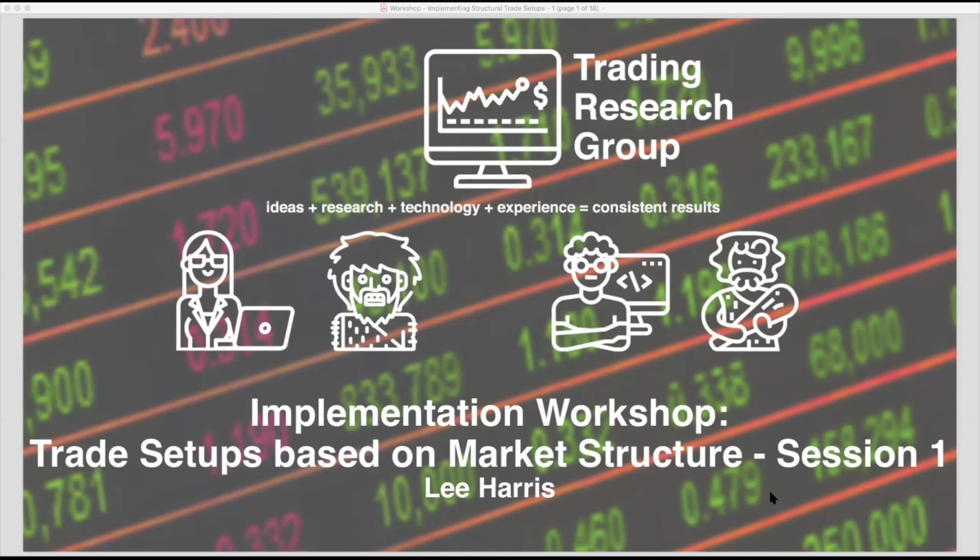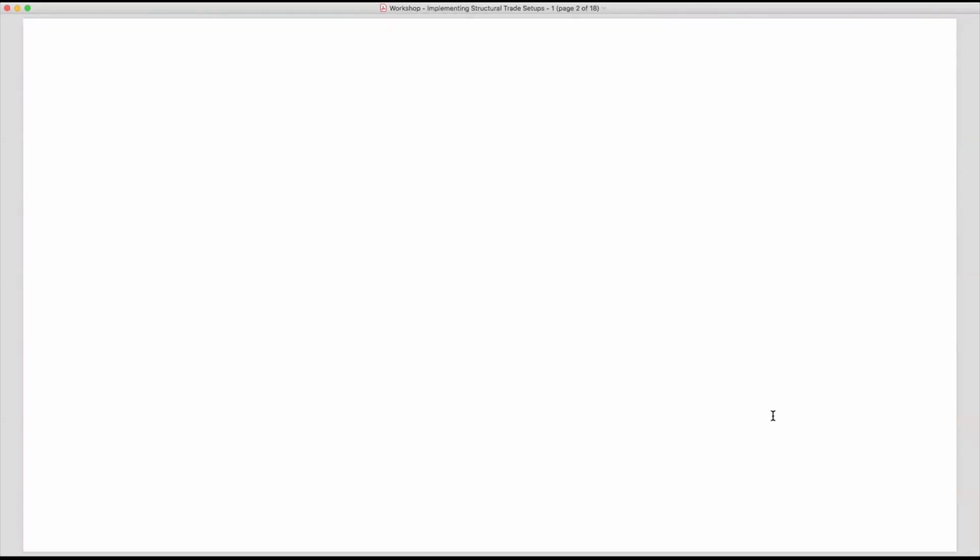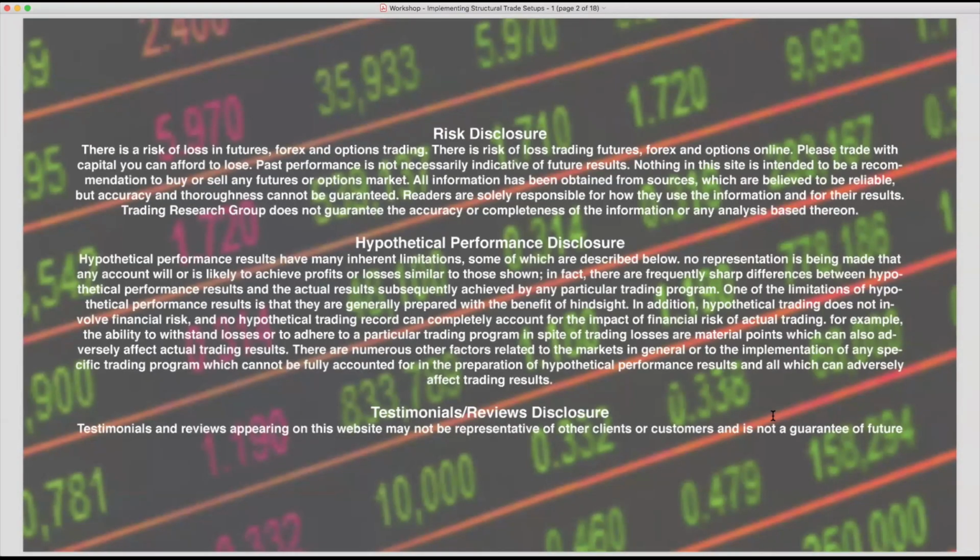What today is about is workshop 1 in a series of 5, which we're classing as an implementation workshop. We're really focusing on trade setups that are based on market structure. Before we do anything else, I'm going to put up the regular disclaimer: you can lose money if you are trading. I think we all know the risks. I think we've all experienced losing money, but this keeps us safe and clean.